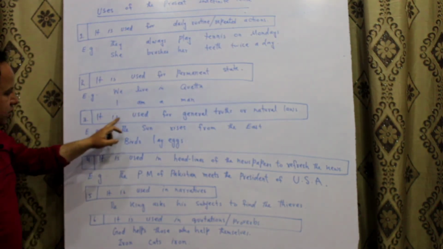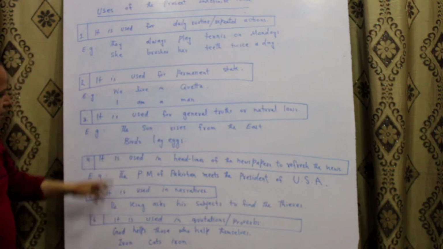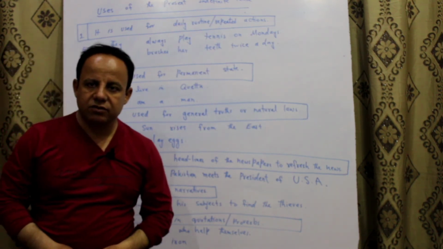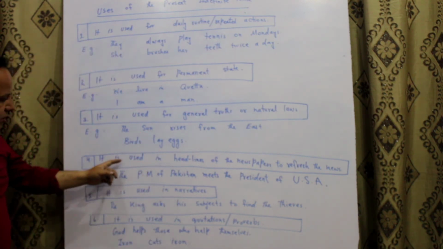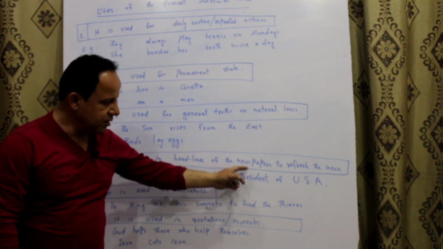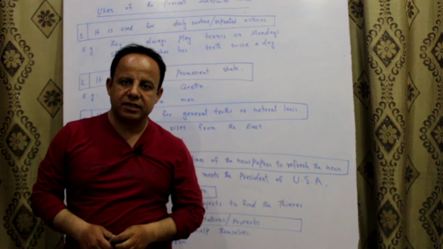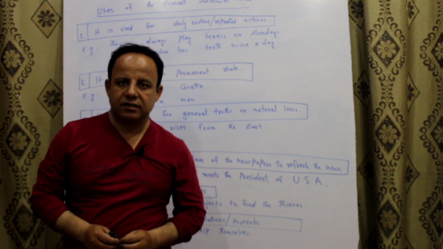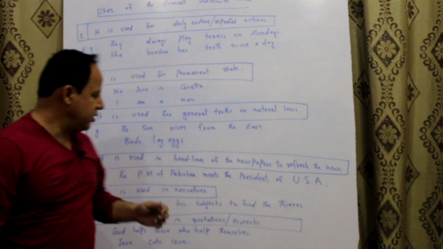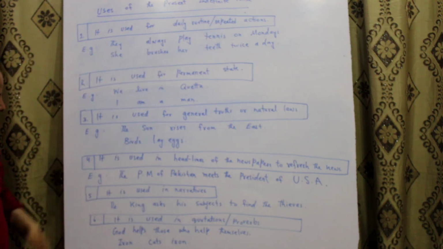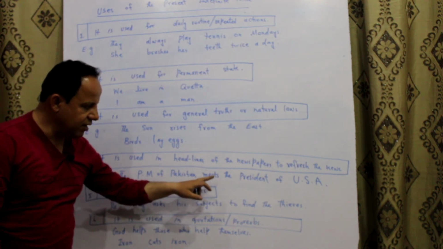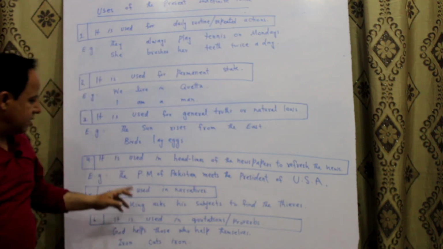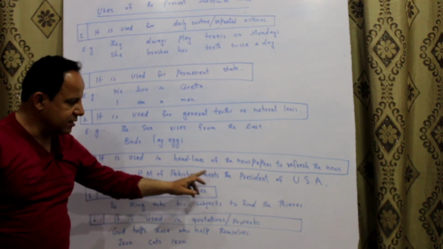Third one is, it is used for general truths or natural laws, like the sun rises from the east, birds lay eggs. These two examples are for natural laws. Fourth one is that it is used in headlines of the newspapers to refresh the news. In newspapers, in headlines usually, you might have seen they use the present indefinite tense in order to refresh or entertain the people so that the news feels fresh. But actually this happened in the past. So they use the present tense in headlines, like the Prime Minister of Pakistan meets the President of USA. Now in this example they are using the present indefinite tense, but this has actually happened. The meaning is the Prime Minister of Pakistan met the President of USA.